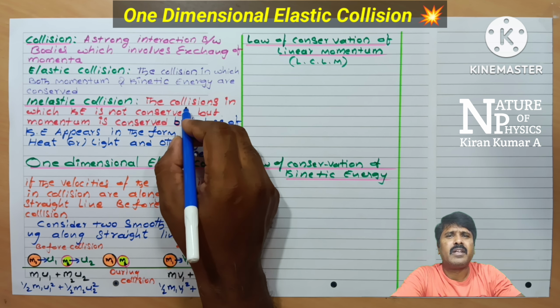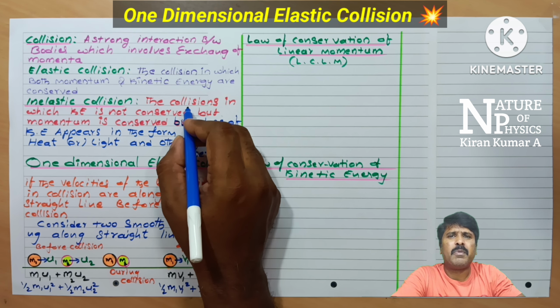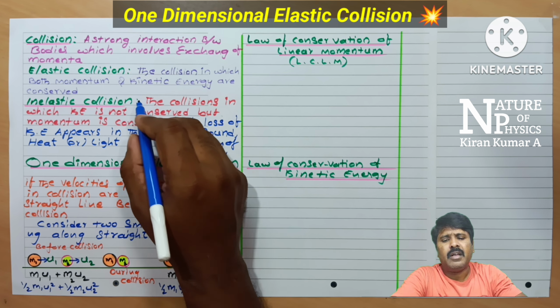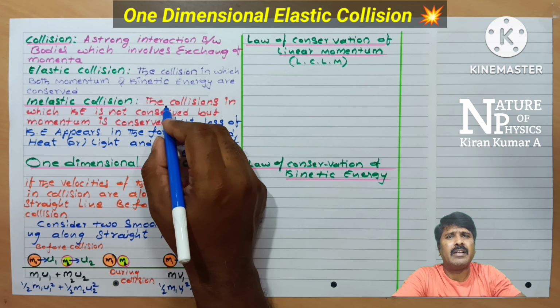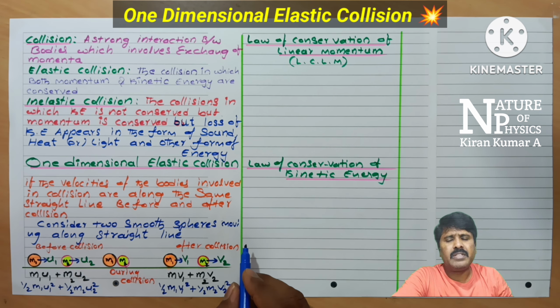Next, inelastic collision: the collision in which only momentum is conserved but kinetic energy is not conserved is called an inelastic collision. An example of an inelastic collision is a cricket bat and ball collision. An example of elastic collision is the collision between nuclei and fundamental particles, that is, nuclei and alpha particles in Rutherford alpha particle scattering. Next is one dimension elastic collision.